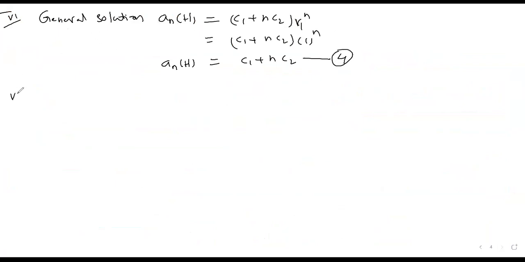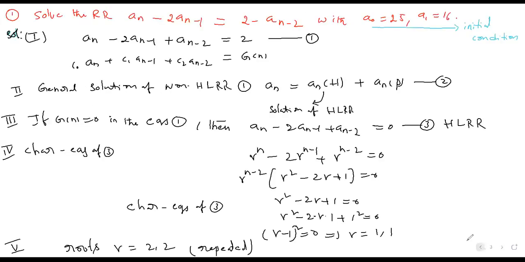Next, come to step 7. What is this? Particular solution. The particular solution depends upon g n. Here in the given problem, g n equals the constant 2. Check it. You can easily observe here that g n equals 2. Am I right?